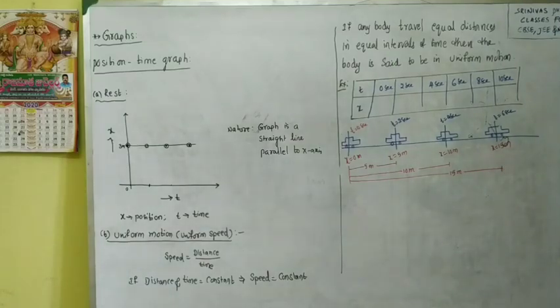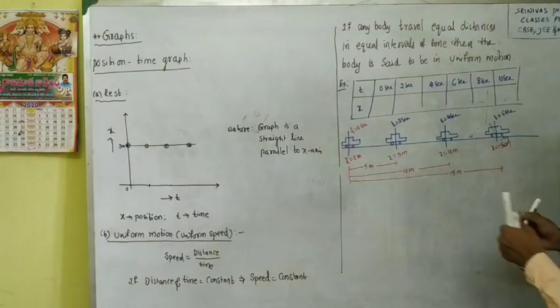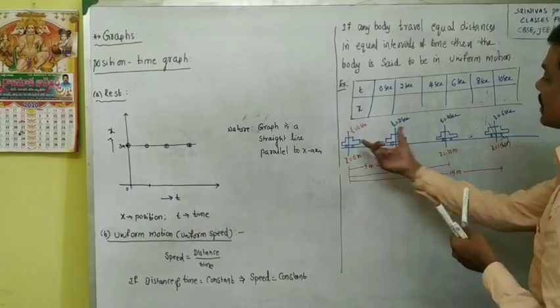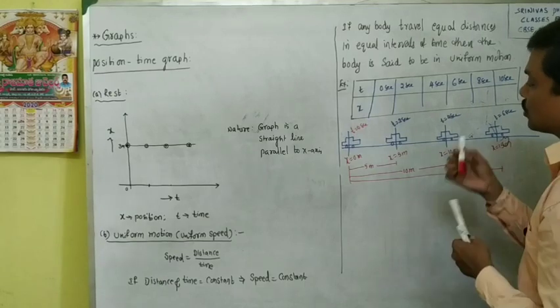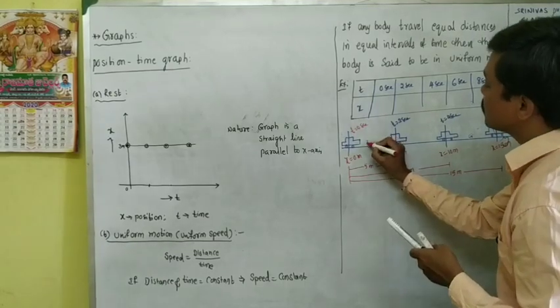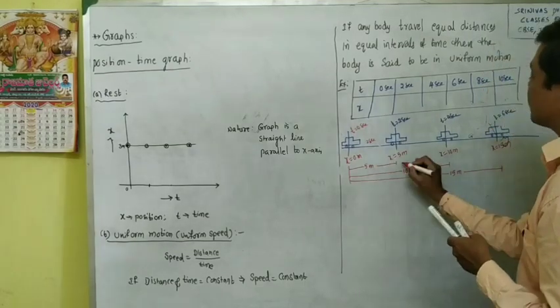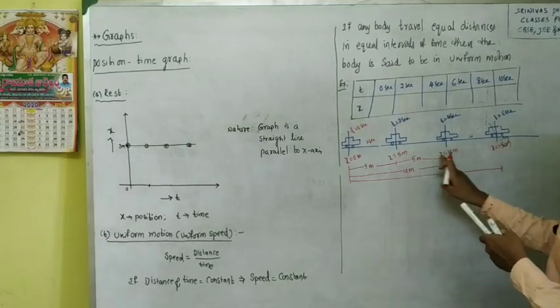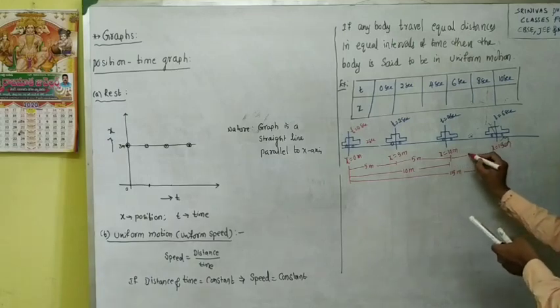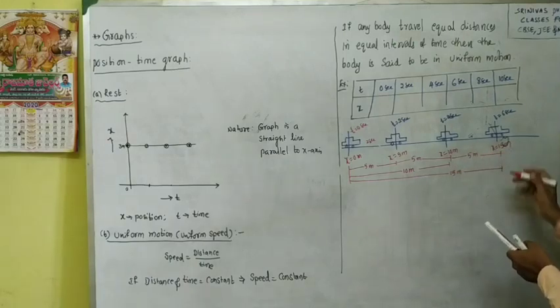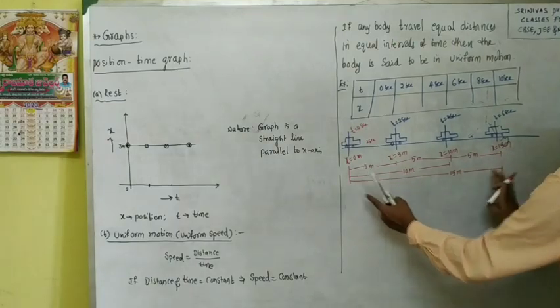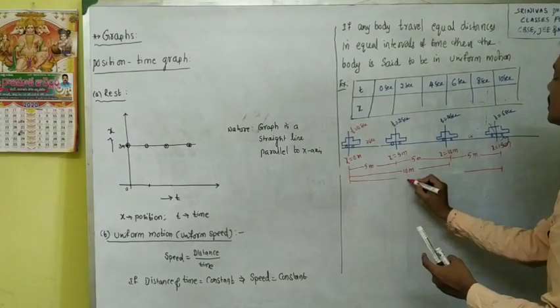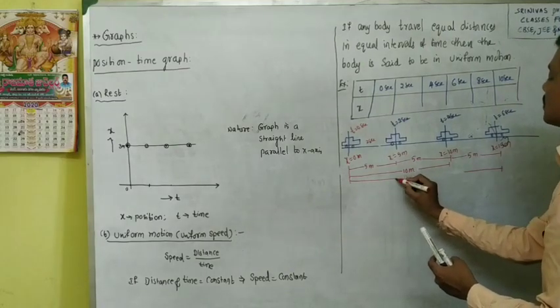Now here, how much distance is covered? 5 meter distance covered. How many seconds required from here to here? 2 seconds required, right? In these 2 seconds, 5 meter distance traveled. This is also 5 meters from here to here, because this is the 5 meter position, 10 meter position. This distance is 5 meters, and this distance is also 5 meters. The total is 15 meters, right?